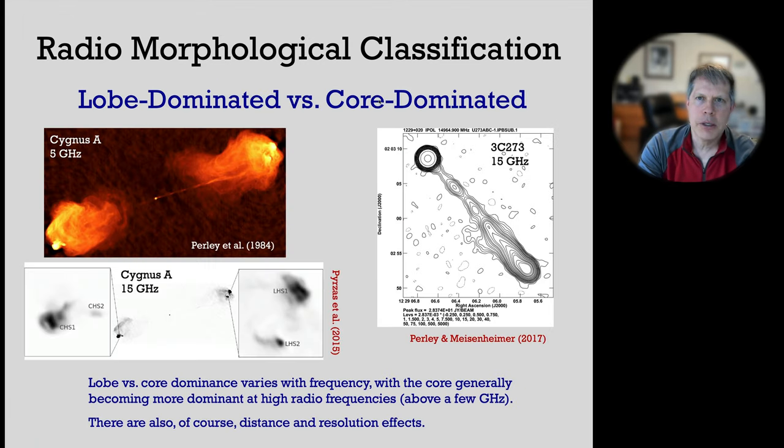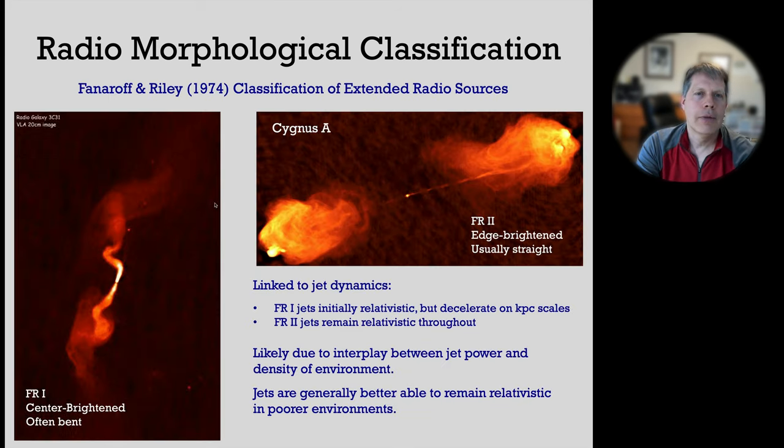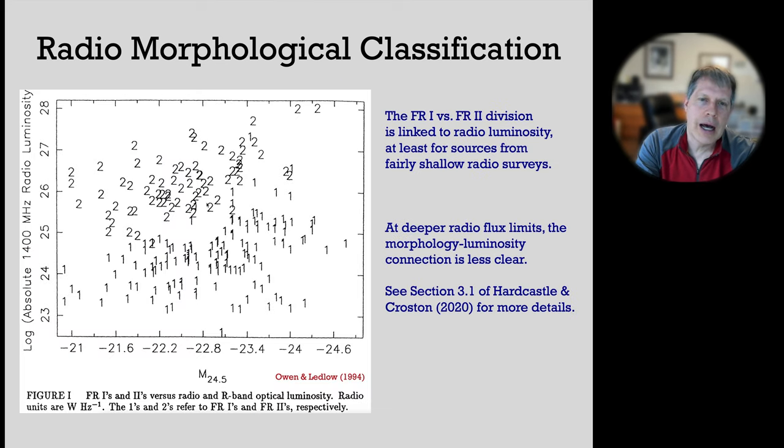Again, you have this lobe-dominated versus core-dominated business, which links to spectral properties. And then you also have this morphological classification of center brightened versus edge brightened, and that seems to link with radio luminosity, which is quite interesting. I also just want to say a few words about radio quiet objects as well.